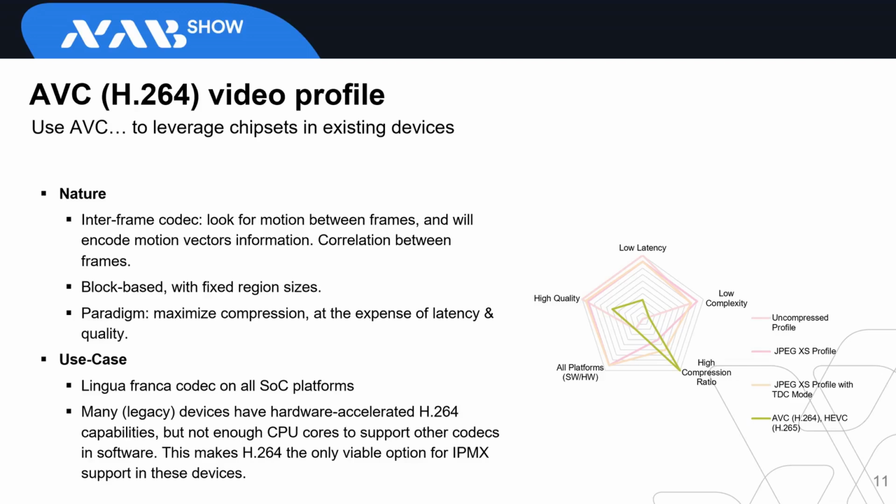And then you also have the H.264 video profile. The use case is more or less the same as HEVC, but the reason why it was included is because H.264 is pretty much the lingua franca codec on any kind of SoC platform. So it's basically everywhere out there. And so it's easy to transform any kind of device into an IPMX compatible software sender or receiver. And so this makes H.264 the only viable option in those devices.